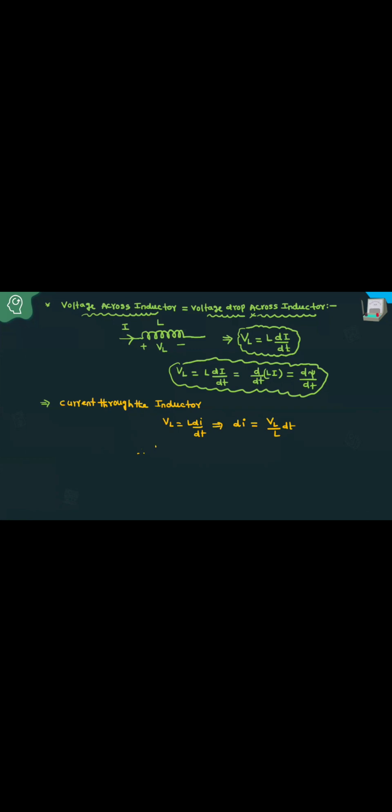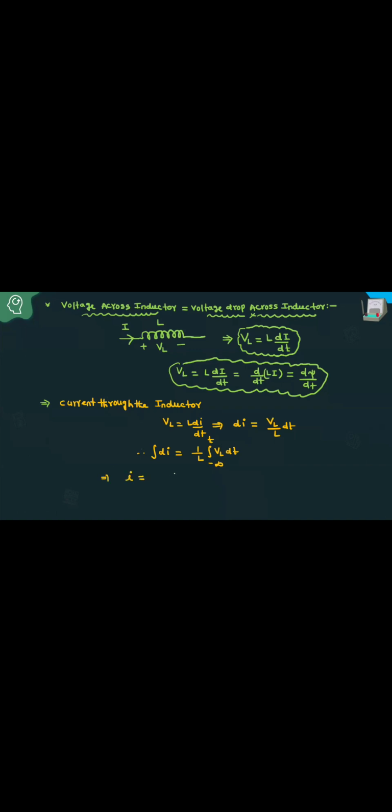To get the current, integrate both sides. Integral di equal to 1 by L into integral VL into dt, taking limits from minus infinity to t. Why are you taking this minus infinity? Because it is an energy storage element. If it is an energy storage element, let's assume that already there is some initial current in the inductor. Then if you integrate this, how can you write, friends?